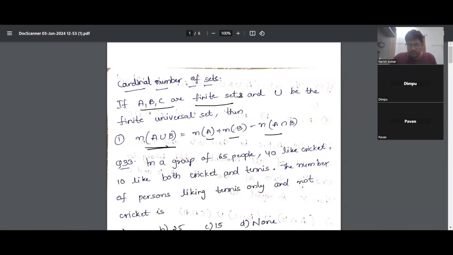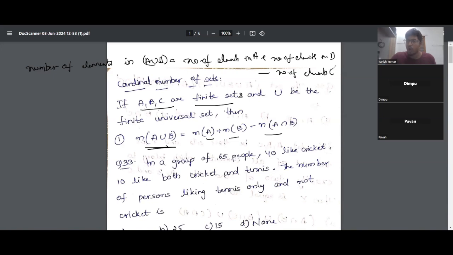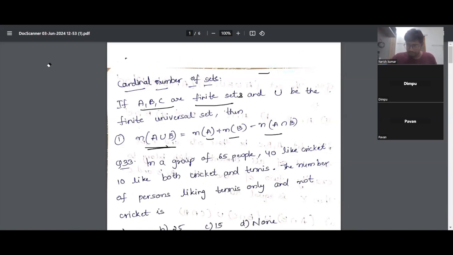Now, how do we say this? What it is basically saying is the number of elements in A union B is equal to the number of elements in A plus the number of elements in B minus the number of elements common to A and B. So this is what this statement means. Now, how can we prove this? We can prove this with the help of a Venn diagram.